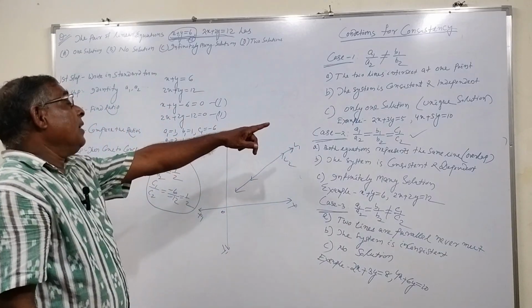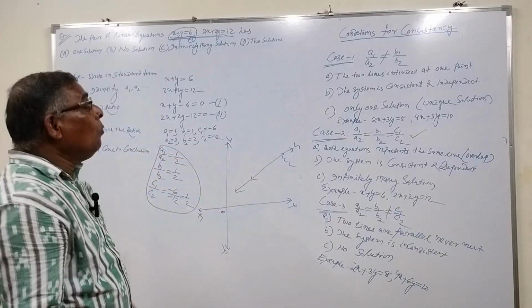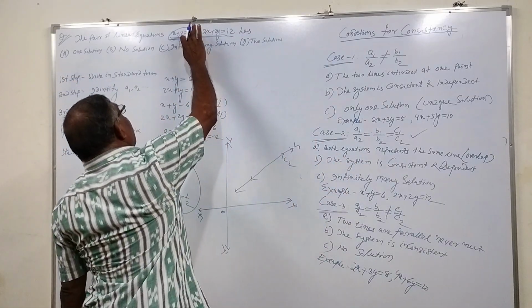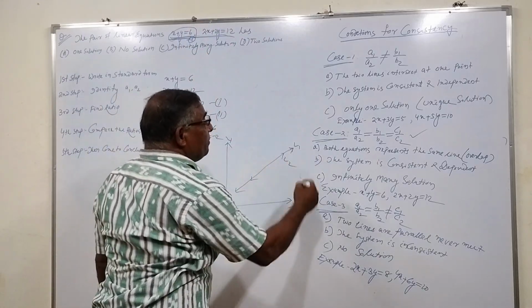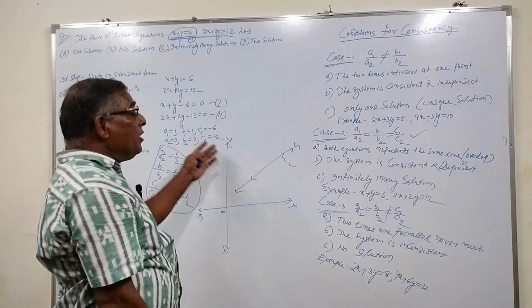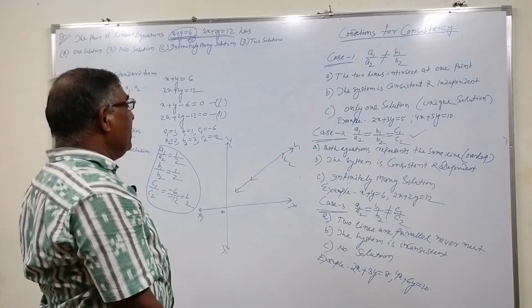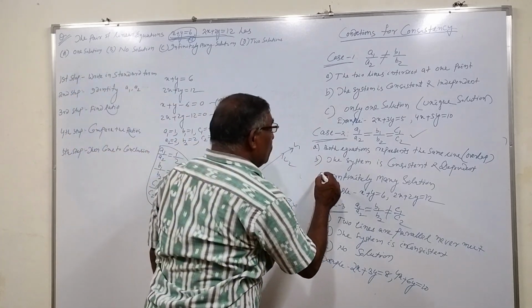The condition is A1 by A2 equals B1 by B2 equals C1 by C2. Both equations represent the same line. This equation and this equation, both represent one line. This system is called consistent and dependent. Infinitely many solutions.